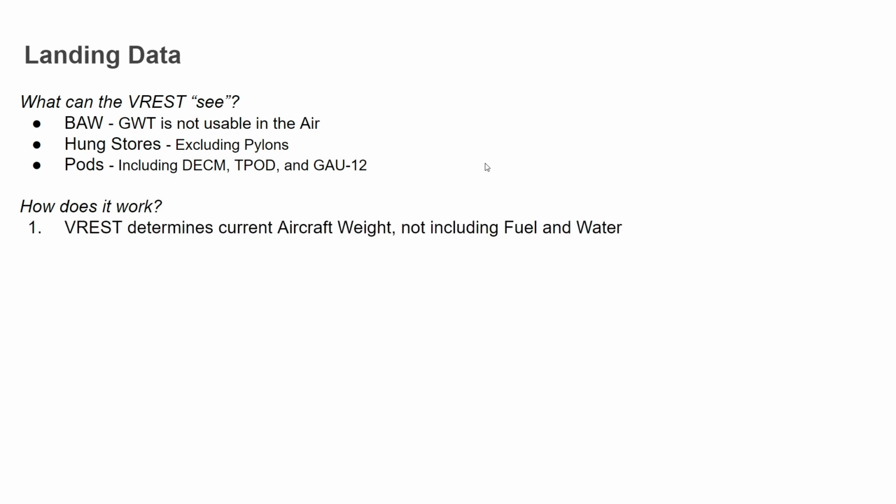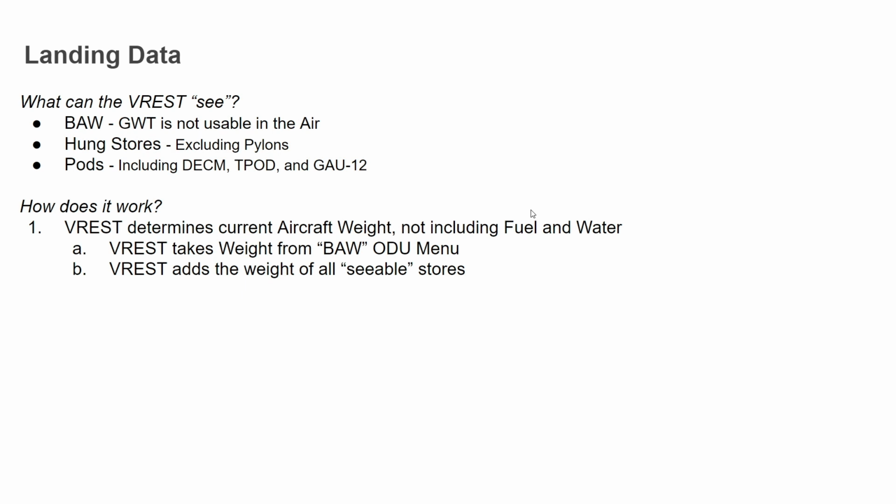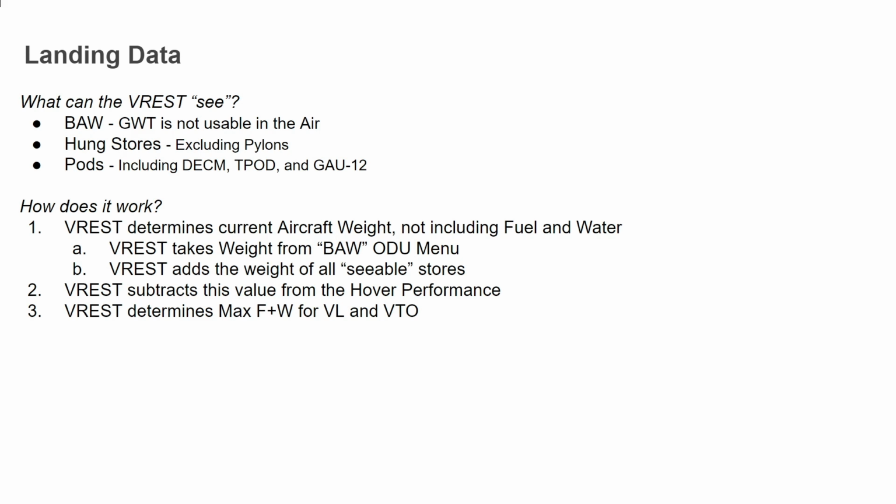So how does it work? The VREST determines the current aircraft weight, not including the fuel and water. It takes the weight from the BAW section of the ODU menu, so you can see now when we're overwriting the BAW with the OWT, we're including the things that it can't see to help it calculate accurate landing and takeoff information. The VREST then adds the weight of all the seeable stores, and then the VREST subtracts this value from the hover performance, and this is how it determines the max fuel plus water weight for vertical landing and vertical takeoff.